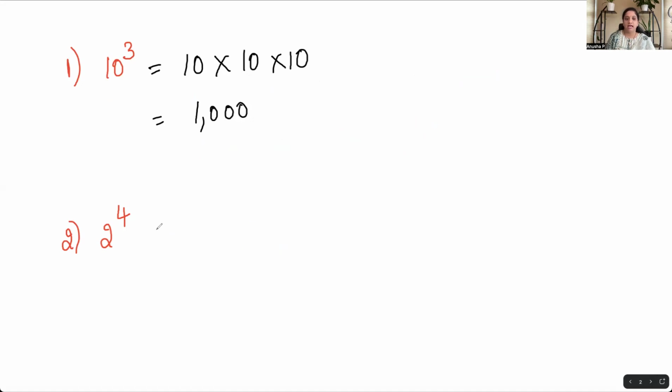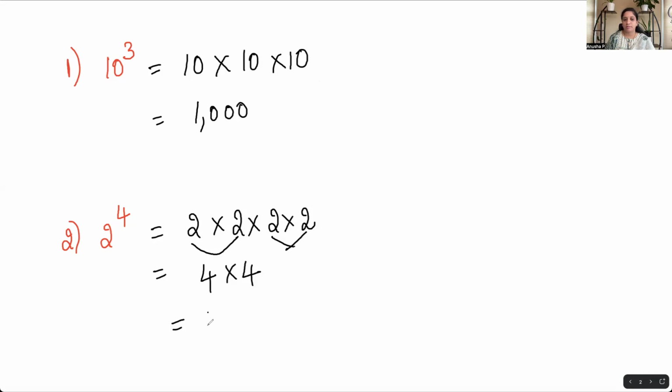In the second example, it is 2 to the power of 4. So we have to write the 2 4 times and then multiply. 2 times 2 is 4 and 2 times 2 is 4. So 4 times 4 is 16. Okay.